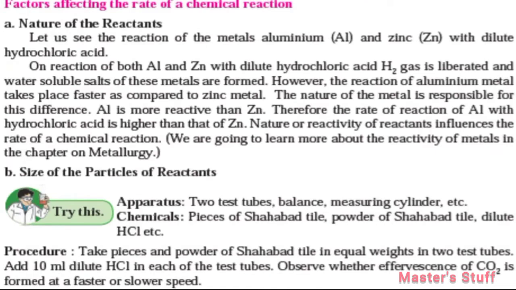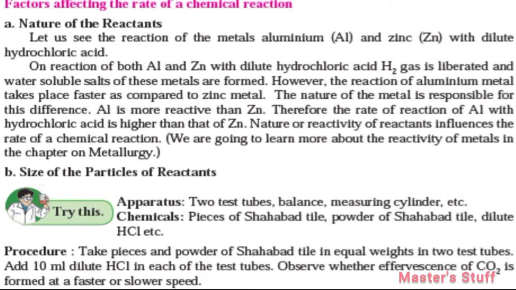Factors affecting the rate of chemical reaction. First, nature of reactants. Let us see the reaction of metals aluminium, Al, and zinc, Zn, with dilute hydrochloric acid. We know when metals react with hydrochloric acid, H2 gas, that is hydrogen gas, is liberated and water soluble salts of metals are formed.